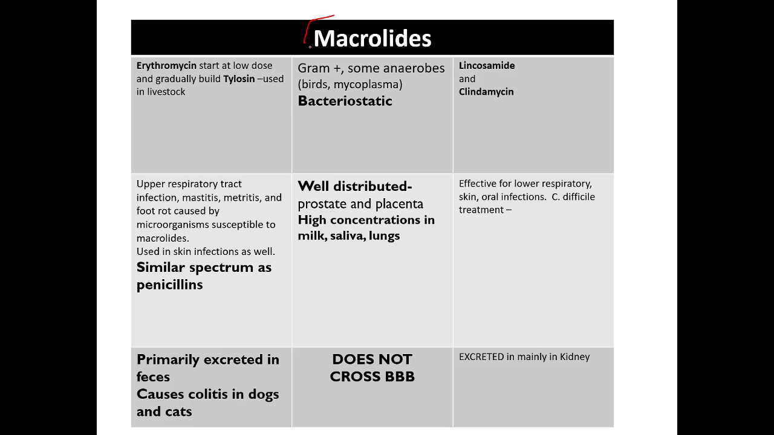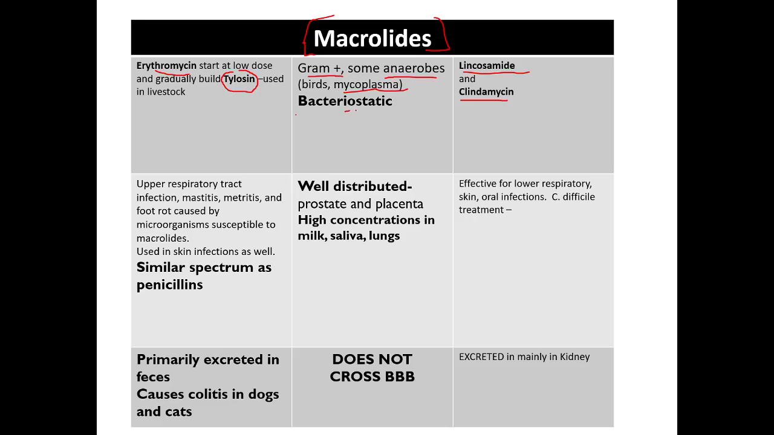Macrolides. Now this is a little different category, because within this category we have two groups. We have erythromycin, and lincosamides and clindamycin. So on this side we have erythromycin. One of the forms of erythromycin is tylosin or Tylan. Both of these drugs get gram-positive and some anaerobes, so for foot rot. In birds, it gets mycoplasma bacteria.